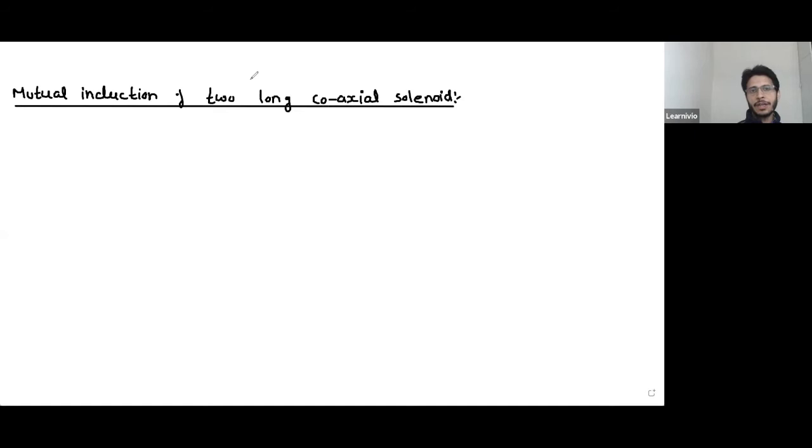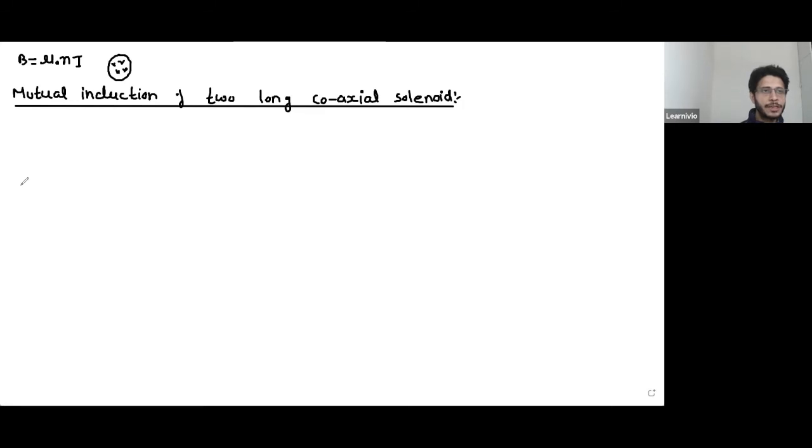So in this derivation, I will use few concepts of magnetics. The first one: if you have a solenoid, then magnetic field of solenoid is mu naught N i, where N is the number of turns per unit length and I is the current through the solenoid. And one more thing, if you have a solenoid, then magnetic field is confined only within the solenoid. There is no magnetic field outside the solenoid. This also we have discussed that as compared to inside the solenoid, magnetic field outside is weak. So you can say that outside magnetic field is almost zero. So next is mutual induction of two long coaxial solenoids.